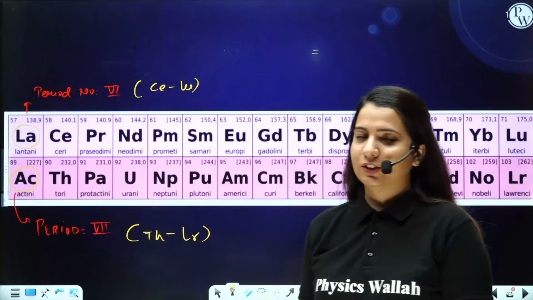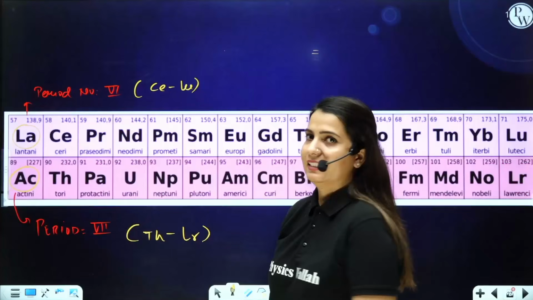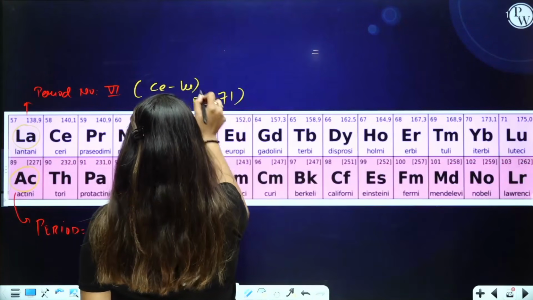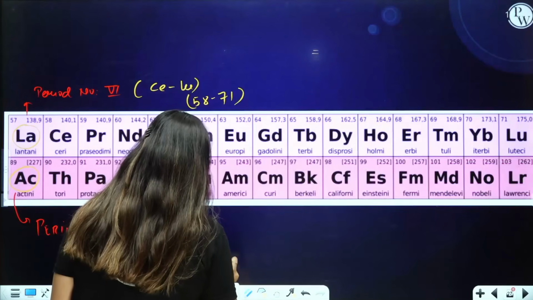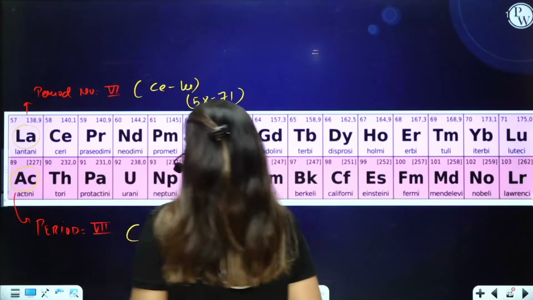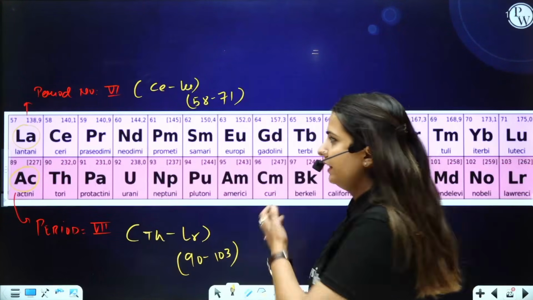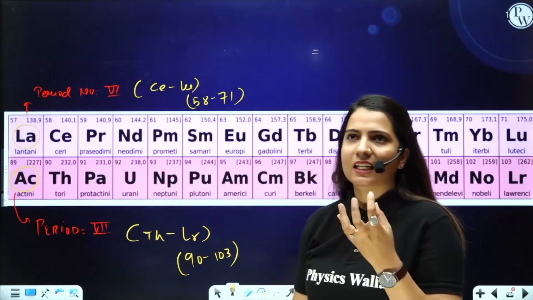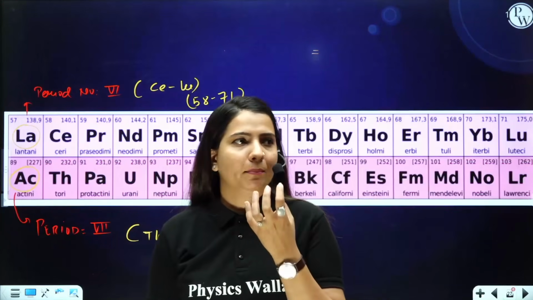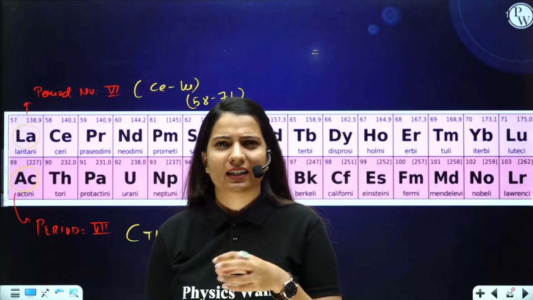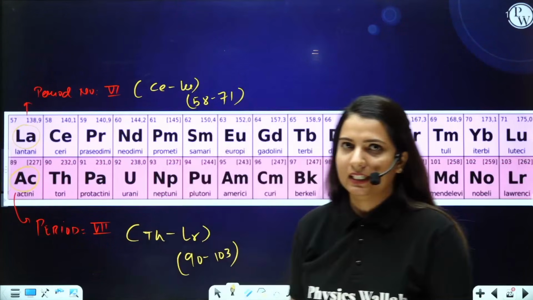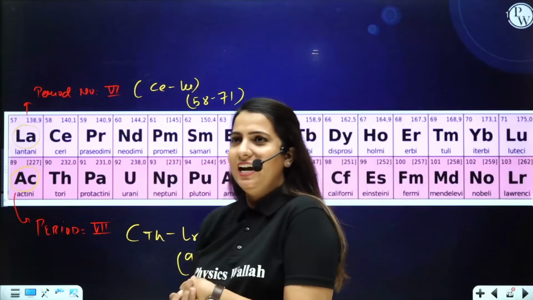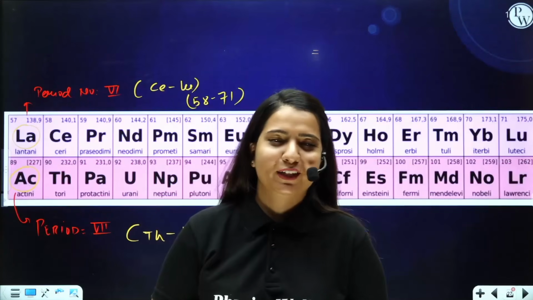Because the last electron does not enter into the f subshell in lanthanum. These are from 58 to 71, and these are from 90 to 103. Everything is asked: where they are present, what is the name of the series, the starting element, the end element. Very slight easy questions are coming in the periodicity chapter, right? But yes, the NEET or JEE examination will not tell you that this chapter is from periodicity. They will give you combined questions.